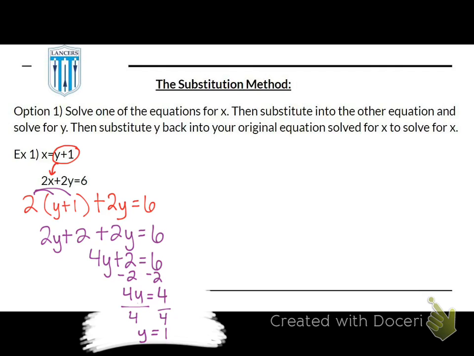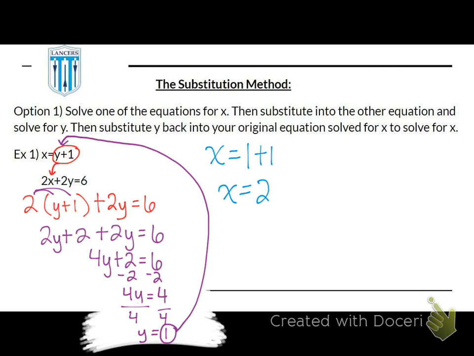Okay. So the next part says, then substitute y back into your original equation that was solved for x. So we're going to take this y and put it back in to the original. So that 1 is traveling all the way back up here and going in for y. Okay, so now we're going to have that x equals 1 plus 1, which is 2. Questions about that step?